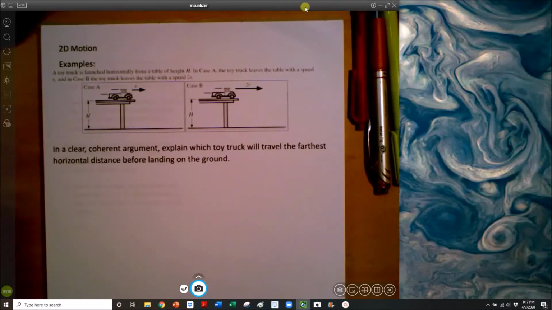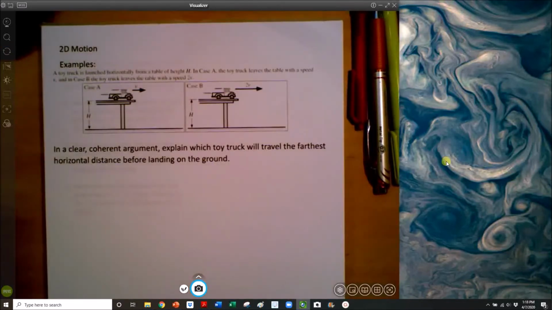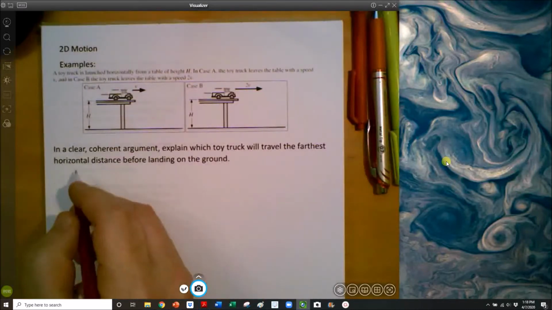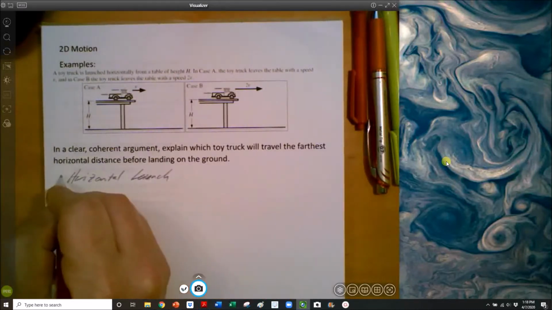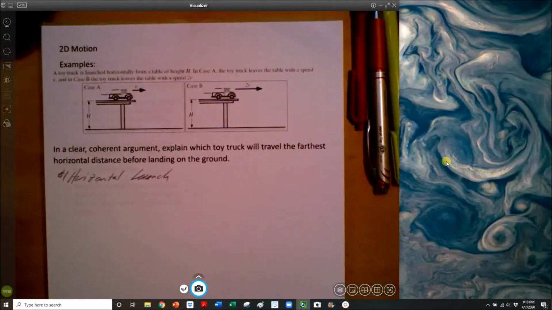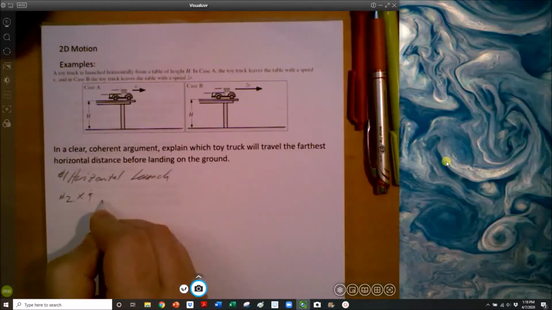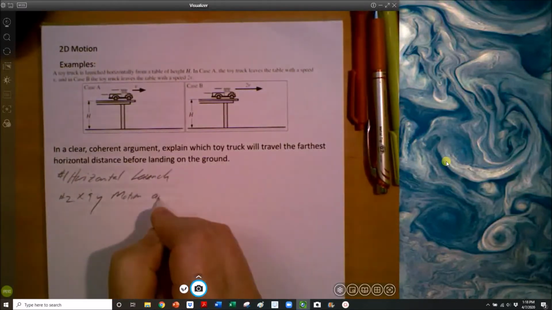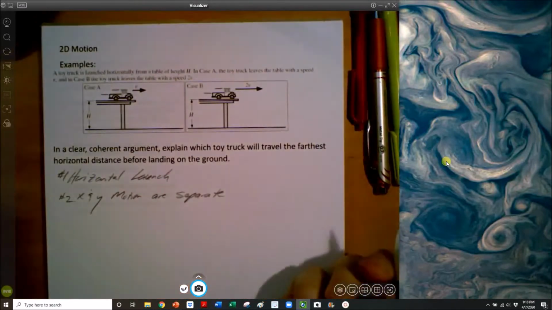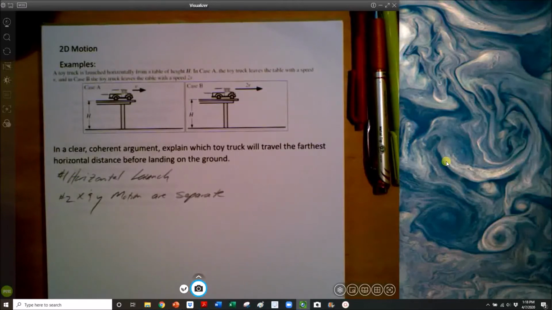The table is the same height in both cases. And it says, in a clear, coherent argument, explain which toy truck will travel the farthest horizontal distance before landing on the ground. So here we go. First thing to realize is we have a horizontal launch. That's important. Number 1. Number 2 is to remember that the X and the Y motion are separate. They're independent of each other. Okay, so now that we know that, we can break this motion down into its X and Y components.